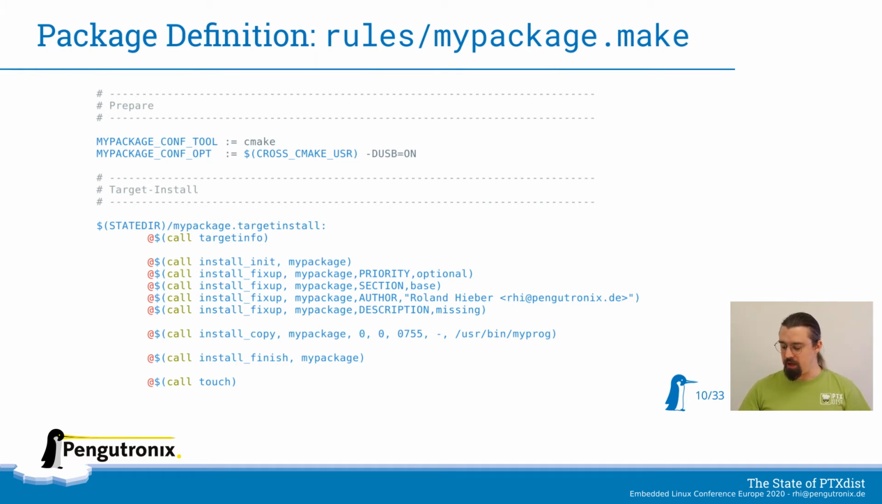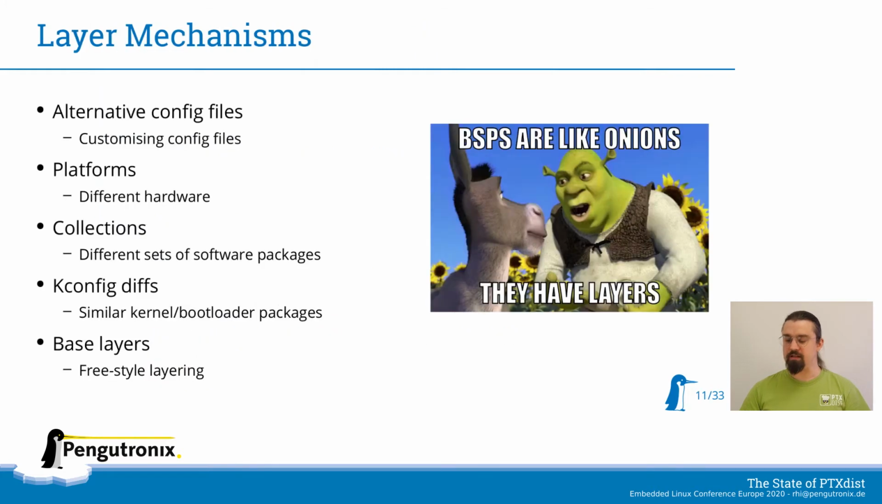Let's have a look at another feature, which is layers. There are a lot of layer mechanisms in PTXdist, and layers are really, really useful if you want to customize software. For example, in PTXdist, we have alternative config files. So this is just about customizing one config file or a few config files for a package without having to copy the package rules, adapting the package rules to your BSP. And in this case, you only have to copy the single config file and adapt it.